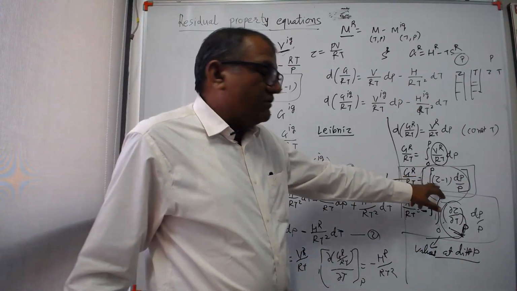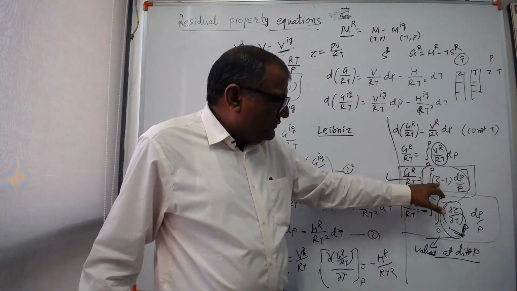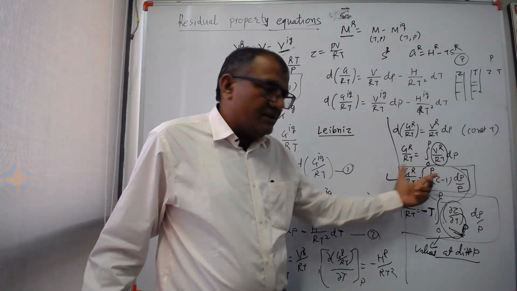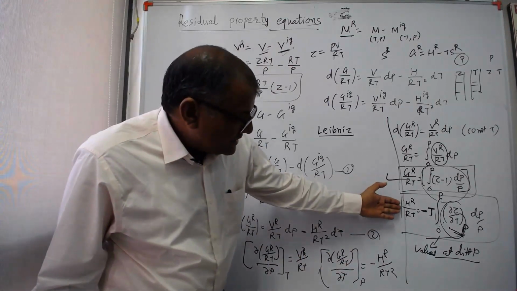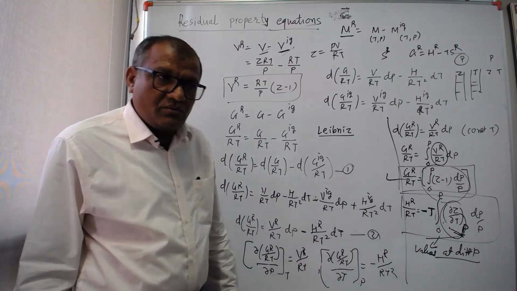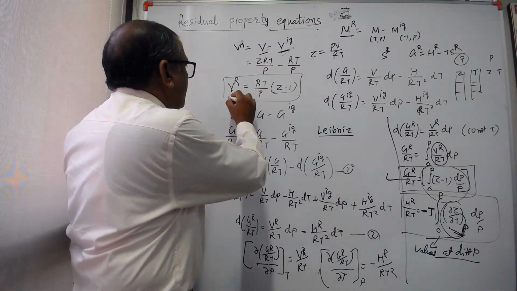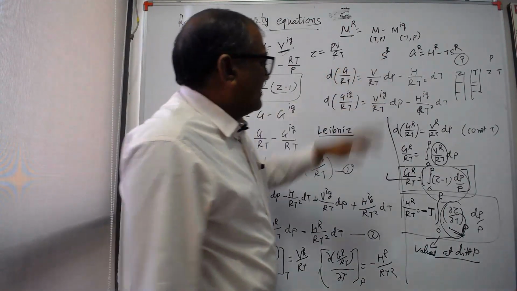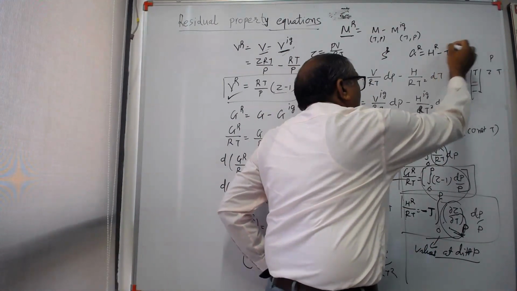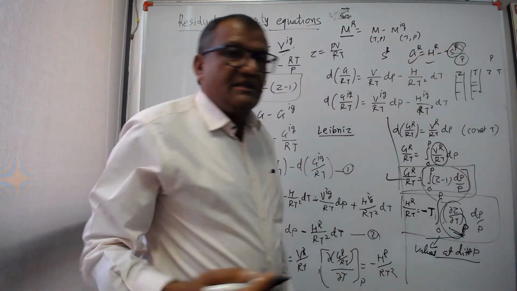If you know the value of Z, or the equation of Z, then you can integrate and calculate GR over RT. Similarly, this is the other equation, of HR over RT, and the third property is VR equal to RT by P times Z minus 1, and you can easily calculate SR if you know the values of GR and HR.